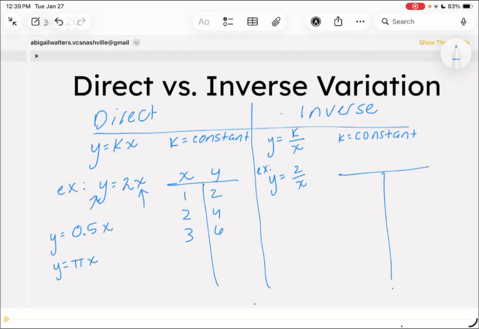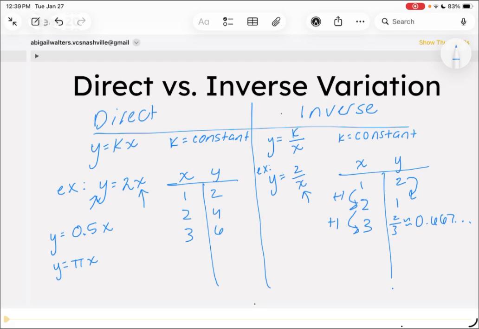Okay, so let's again make a table. So for x and y, let's use those same numbers, 1, 2, and 3. So if I plug in 1 here for x, I'll have 2 divided by 1, which means y is 2. And then 2 divided by 2, as I move on to the next ordered pair, is going to be 1. And then 2 divided by 3 is a fraction. It's like 0.667. I don't have to keep going. I can see that as x is increasing, so as this is going up by 1, my outputs, my y values, are decreasing. Okay, so this makes this an inverse relationship.